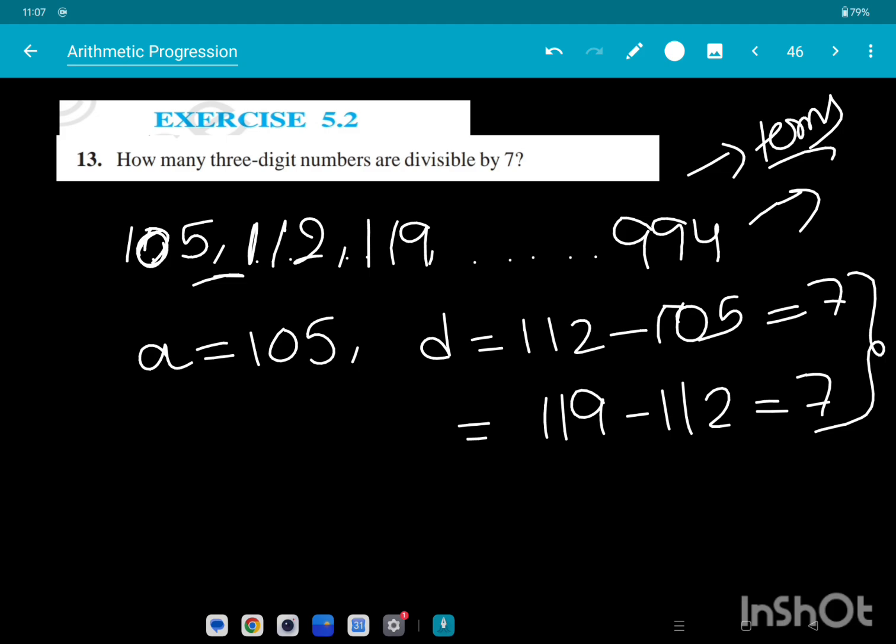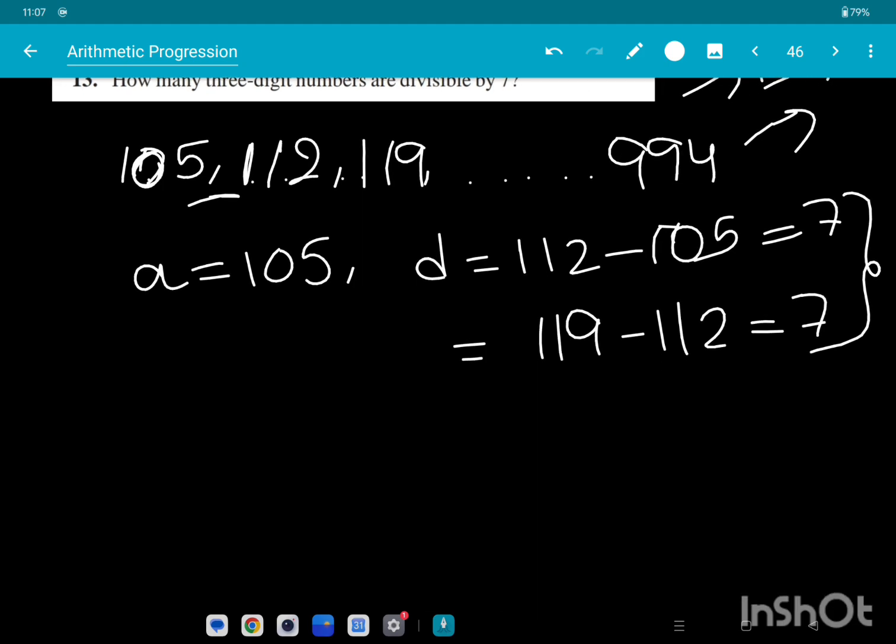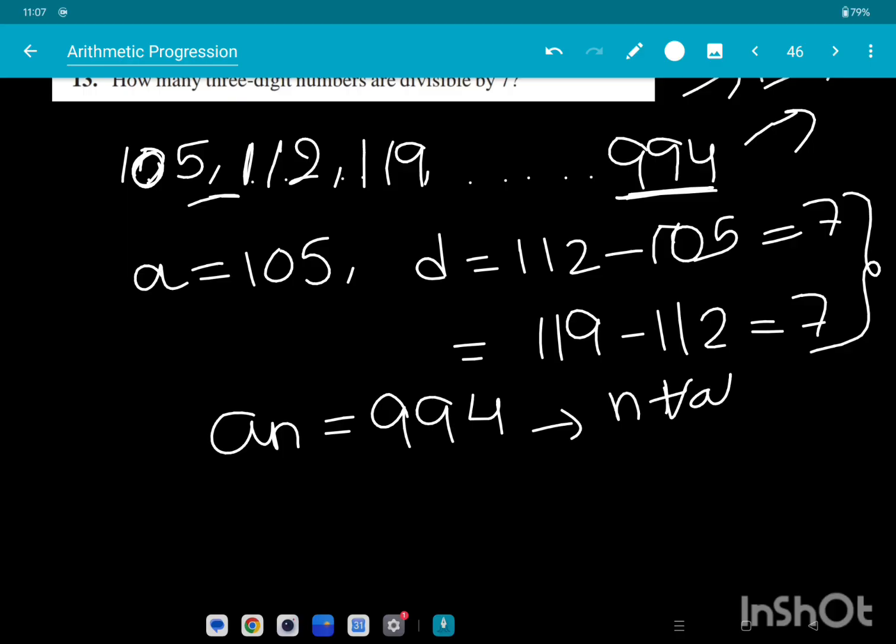Now we need to find how many terms there are. How can we find it? We will equate the nth term a_n with 994. Then we will find how many terms there are, which means we need to find the n value.